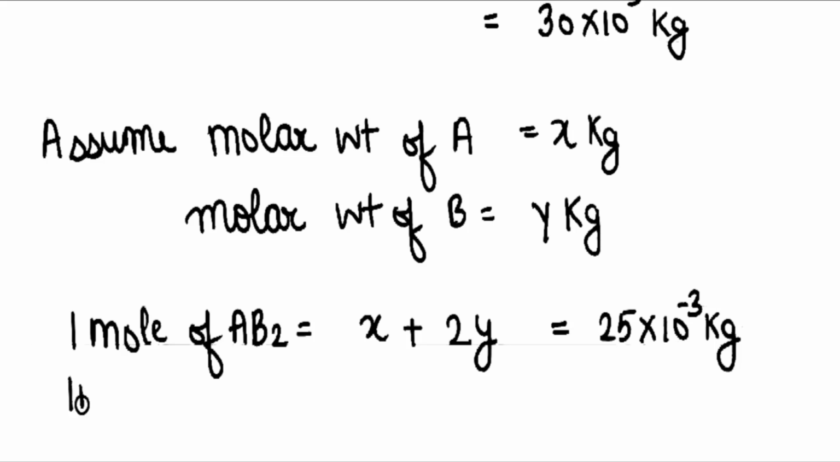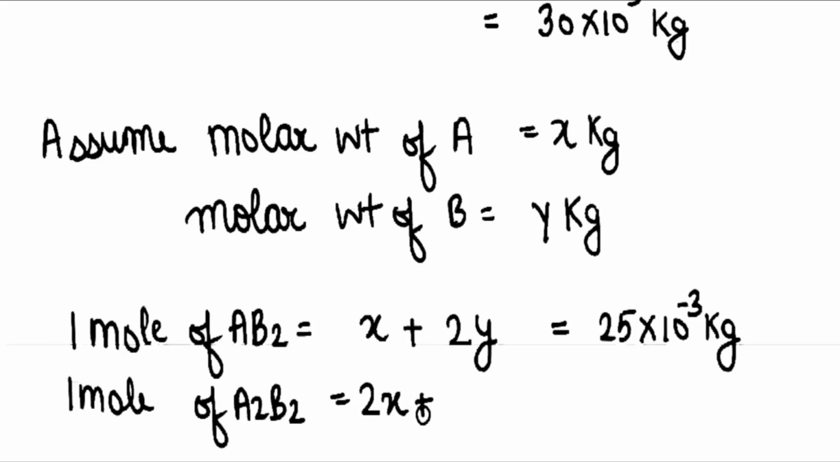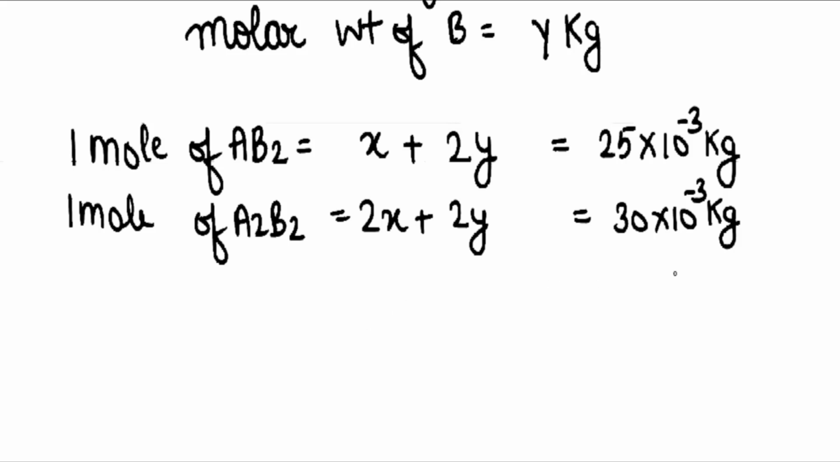Now 1 mole of A2B2 is twice the molecular weight of A plus twice the molecular weight of B, and this is 30 into 10 to the power minus 3 kg. Let this be equation number 1 and this be equation number 2. What I would do is subtract both these equations. So when I subtract, this becomes negative, this becomes negative, and this becomes negative.